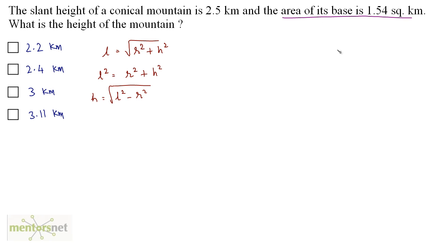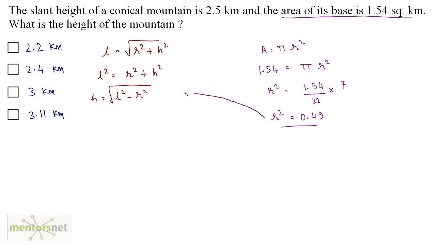We have been given the area of the base of this conical mountain. So I have area is equal to pi R square, and that is 1.54 square kilometers. So it is equal to pi times R square. Well, we need the value of R square. So I have R square is equal to 1.54 divided by pi. I can replace pi by 22 by 7. So this 7 goes up, so this is times 7. Okay, so R square is equal to, when you solve it, you'll get 0.49.